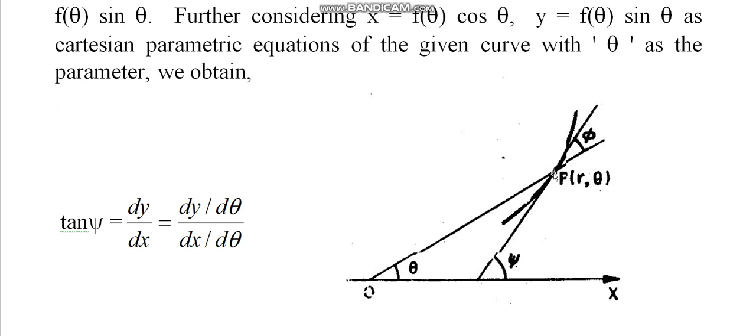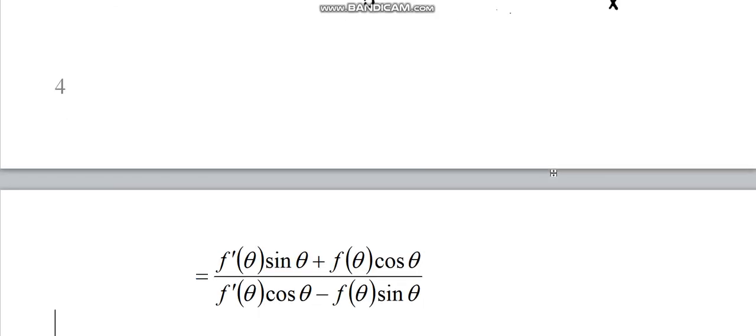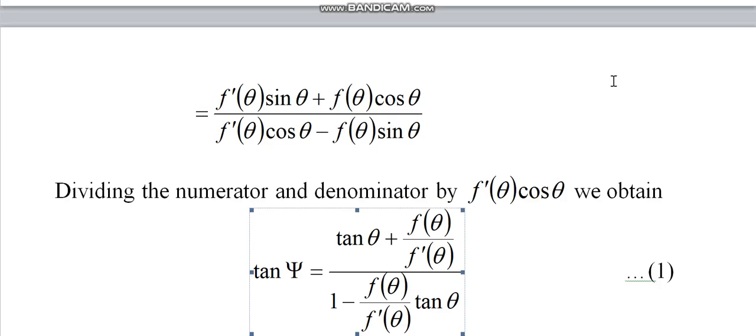So for this we use the expression tan psi is equal to dy by dx, and we write it in terms of dy by d theta divided by dx by d theta. Now again substituting y is equal to f of theta sin theta and x is equal to f of theta cos theta, the numerator is the derivative of f of theta into sin theta. So we write sin theta as it is, derivative of f theta is f dash theta, plus f of theta as it is, the derivative of sin theta is cos theta.